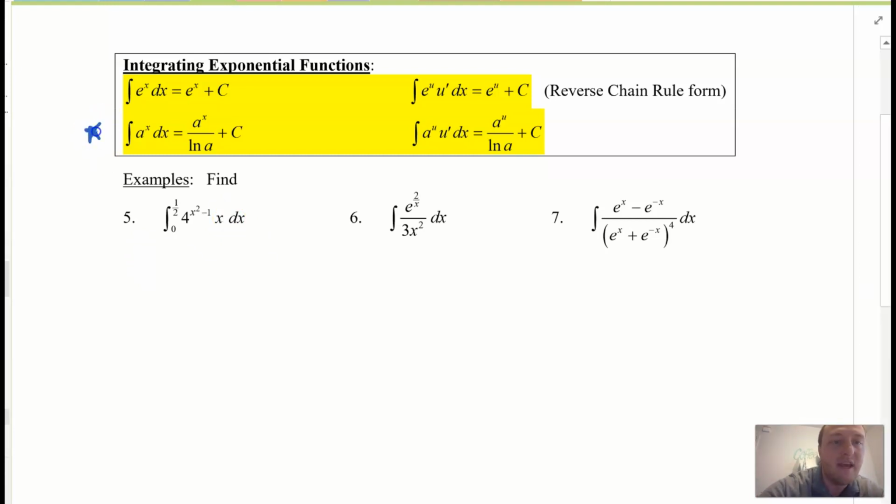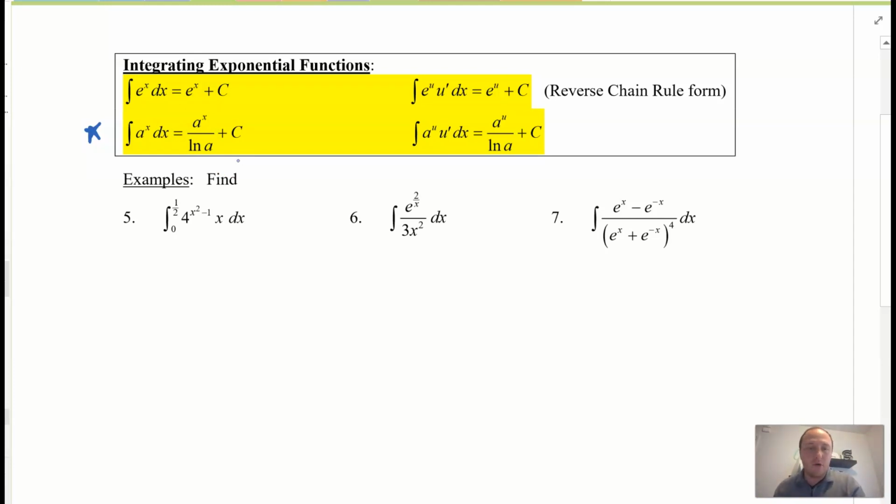If I have the antiderivative of a to the x, a base that's not e, then when we integrate, we have to divide by the natural log of that base, okay? If I was taking the derivative of a to the x, I would multiply by the natural log of a. So when we do the antiderivative, we have to undo that. We divide by the natural log of a, okay?